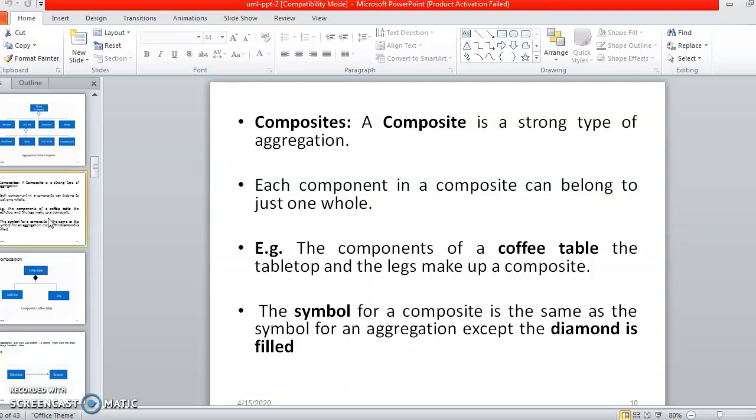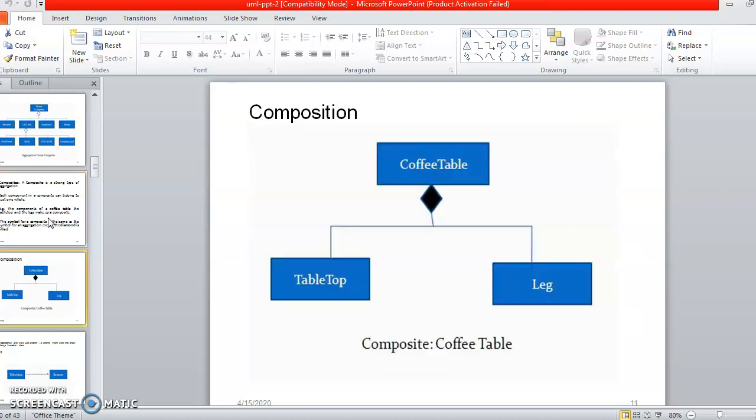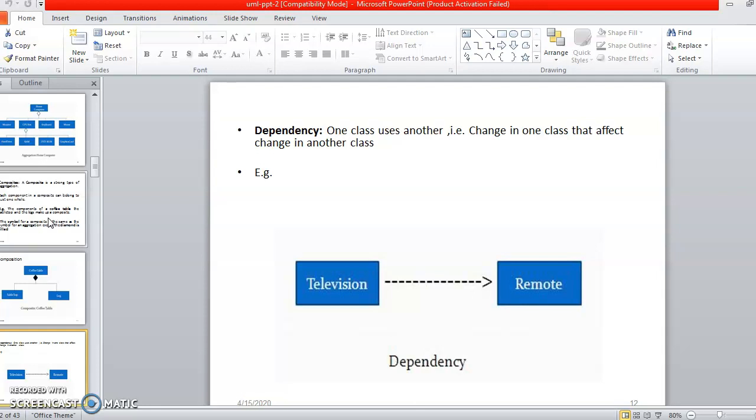Next one is composite. A composite structure or composite relationship is a strong type of aggregation. Each component in a composite can belong to just one whole. Example, the components of a coffee table, the tabletop and the legs, make up a composite. This figure shows a composite diagram. Last one is dependency. One class uses another, or one class depends on another. That means a change in one class affects changes in another class.